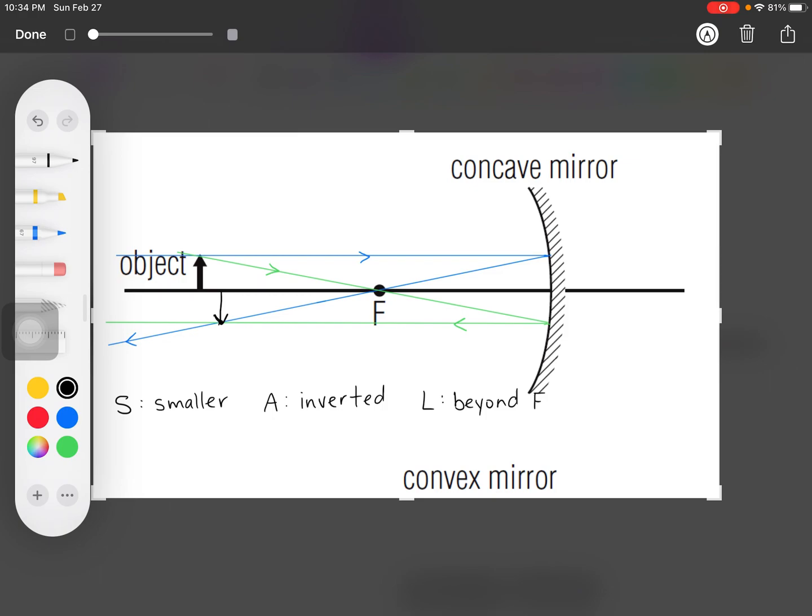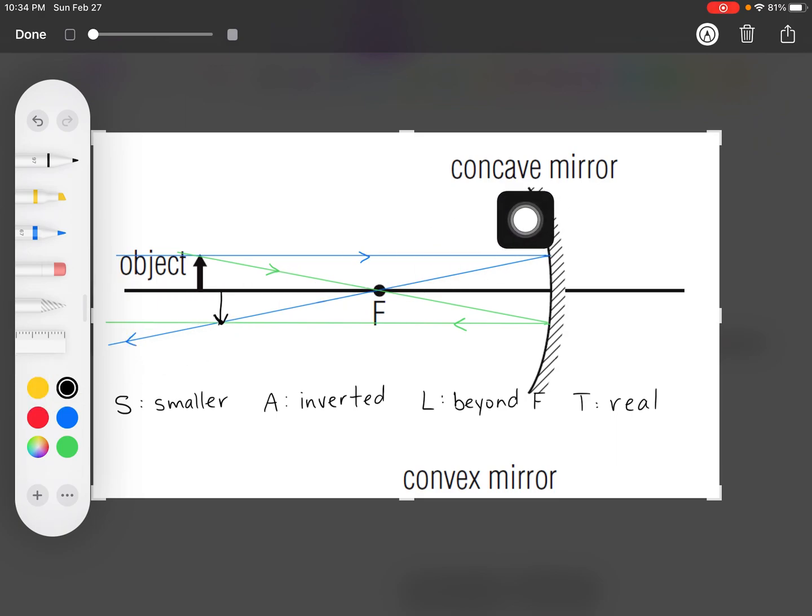And then the last would be type, and type can either be real or virtual. So anytime we have reflected rays that intersect, we have a real image. And you'll see in a moment when we look at a convex mirror what a virtual image will look like.